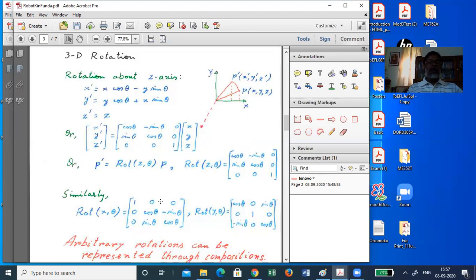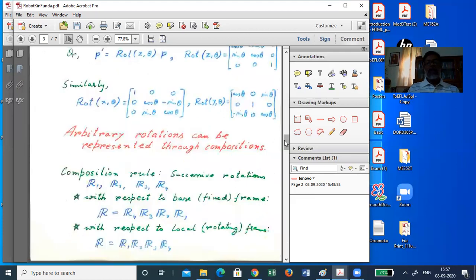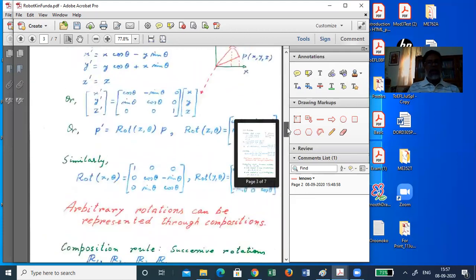Now arbitrary rotations, which are not pure about x-axis, about y-axis, about z-axis, can be composed through compositions of these three. Or there are alternative ways. We will see all of them, or several of them rather. Before that, we complete what we have started discussing.